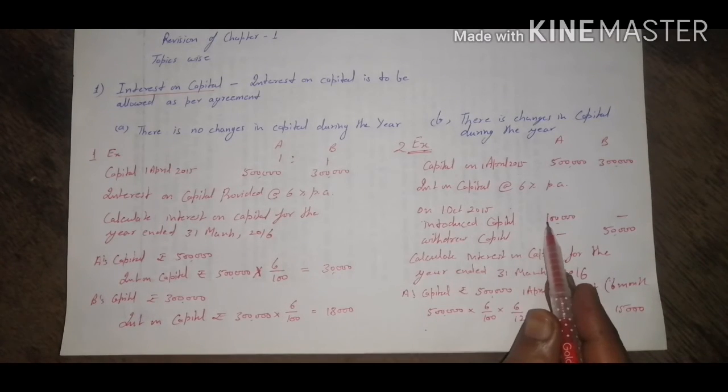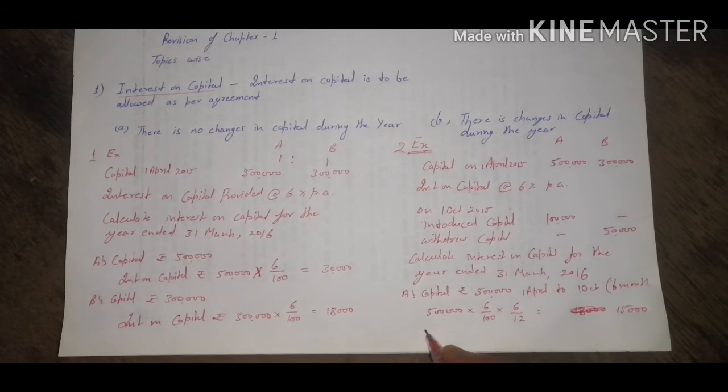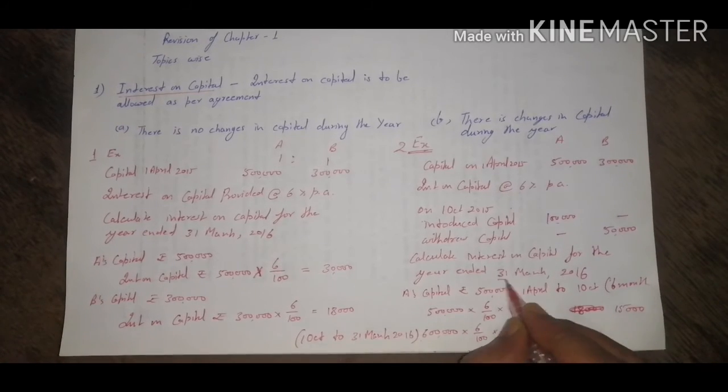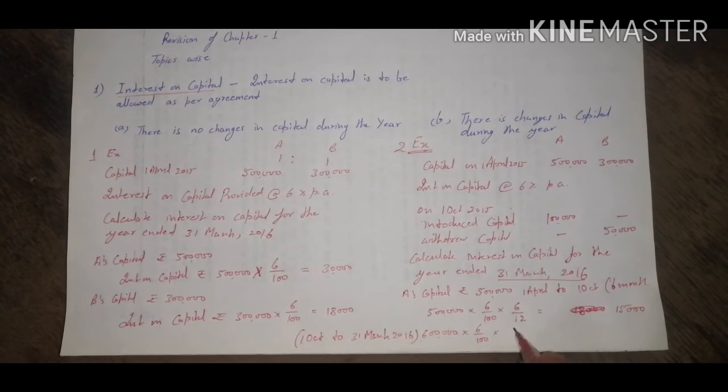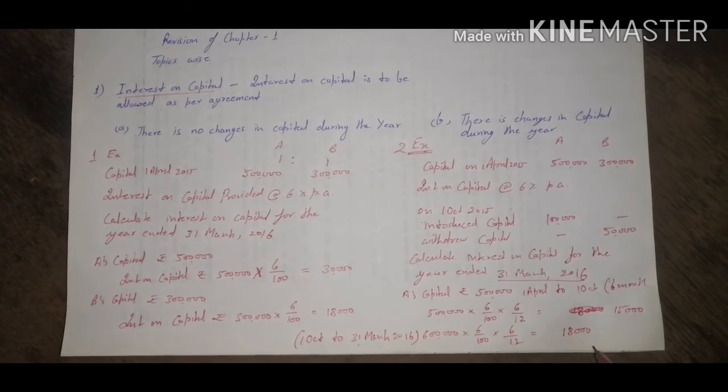On 1st October, A introduced rupees 1 lakh. Now 6 lakh rupees capital at the rate of 6% for 1st October to 31st March 2016, 6 months, amount rupees 18,000. Total 33,000.